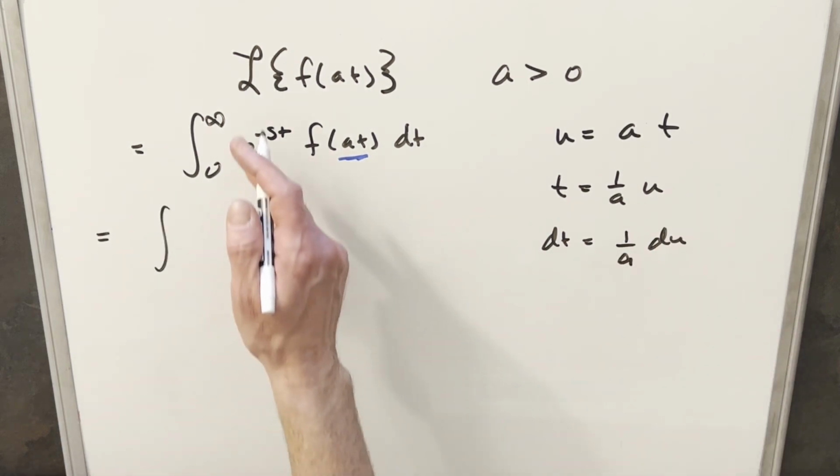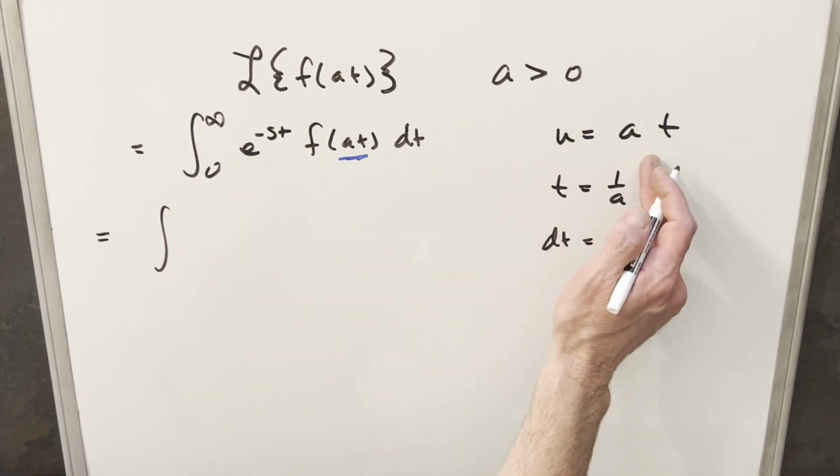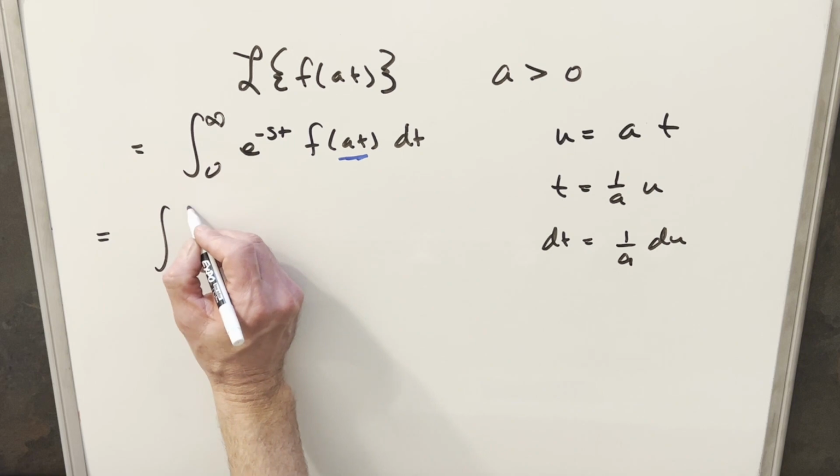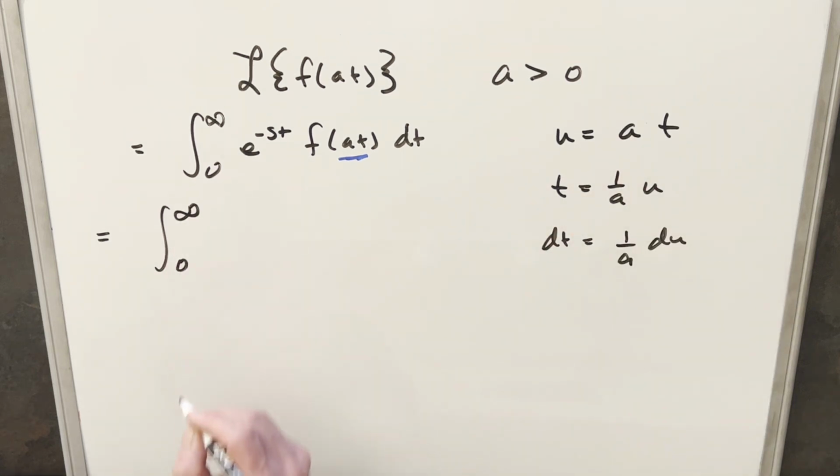Take a derivative, so the dt value is just going to be 1 over a du. Okay, now first updating our bounds, plugging in infinity here. Well, we've already said that our a is greater than 0. So if a is greater than 0, then this part's still going to infinity. And then we plug a 0 in here, lower bound 0.